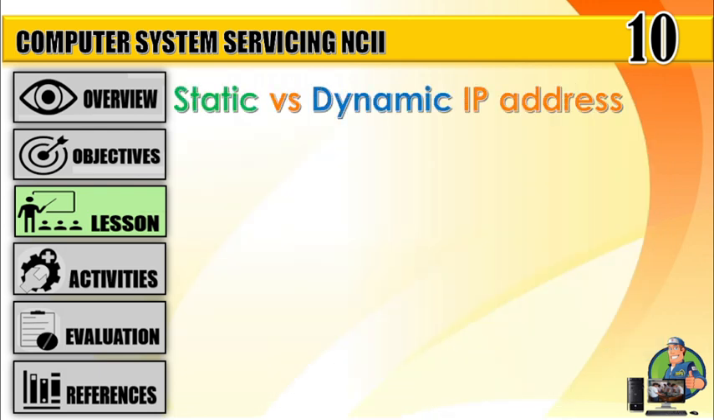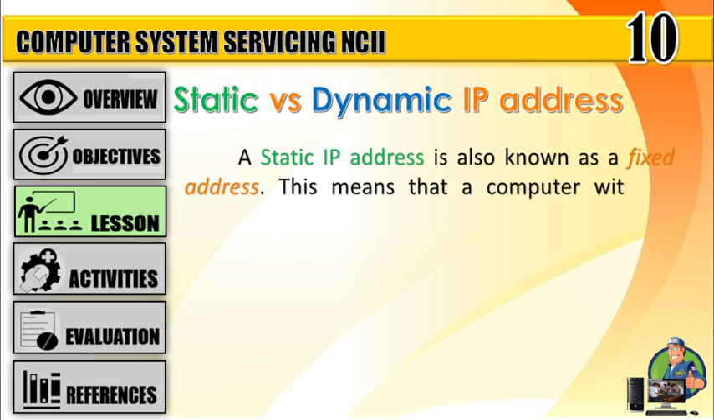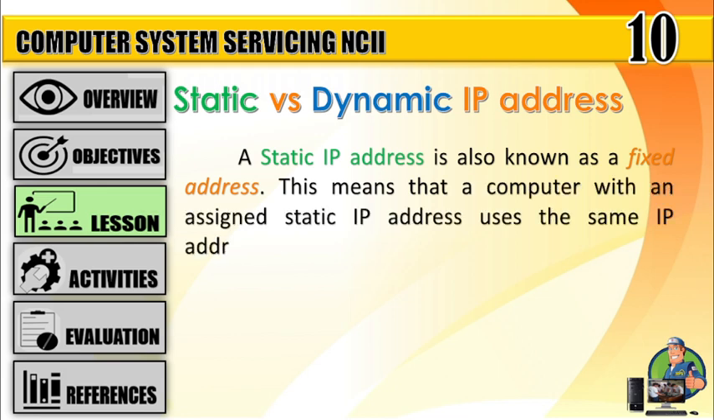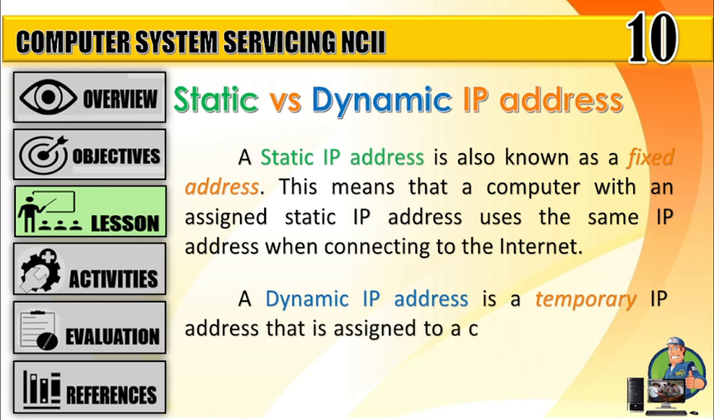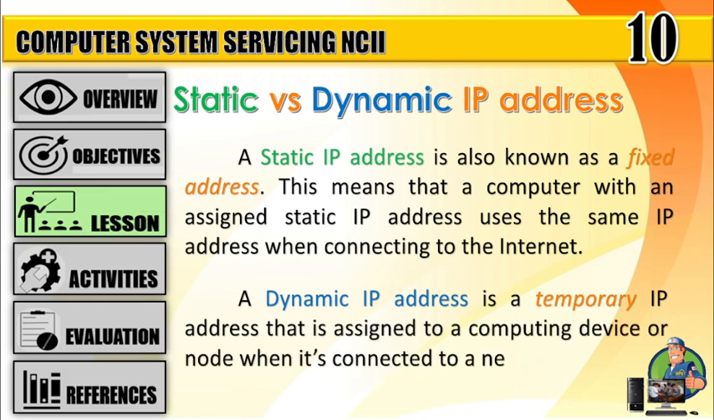What is the difference between static and dynamic IP address? A static IP address is also known as a fixed address. This means that a computer with an assigned static IP address uses the same IP address when connecting to the internet. A dynamic IP address is a temporary IP address that is assigned to a computing device or node when it's connected to a network.